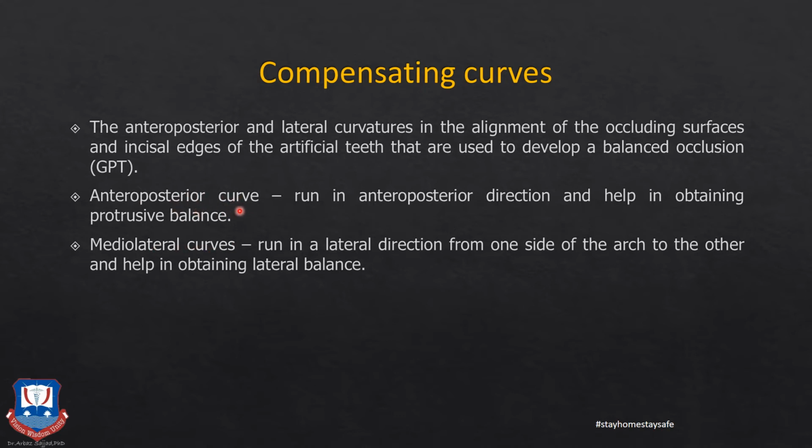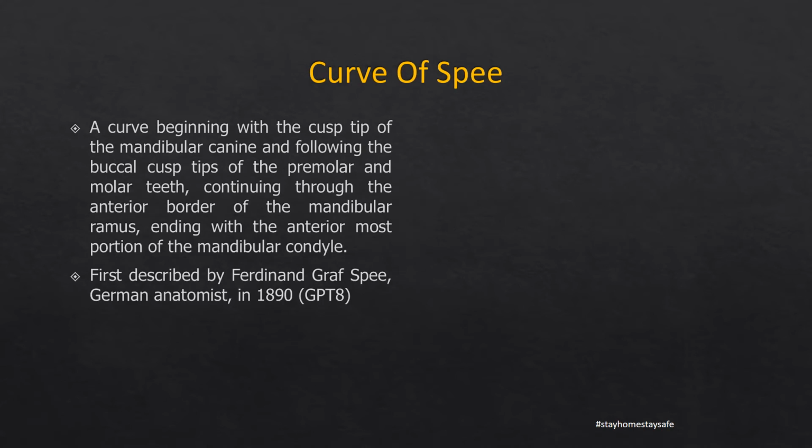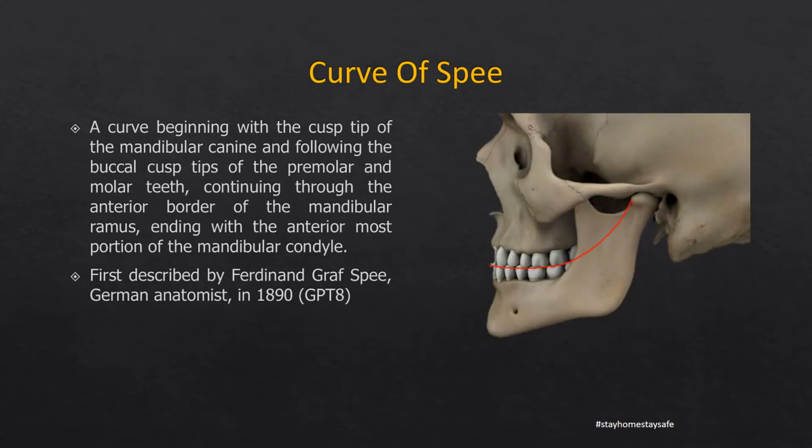Anteroposterior compensating curves like the curve of Spee run in the AP direction, that is, the anteroposterior direction, and help in obtaining a protrusive balance. Whereas the mediolateral compensating curves run in a lateral direction and are helpful in obtaining the balance in the laterotrusive movements. So let us come to the curve of Spee, which is an anteroposterior compensating curve.